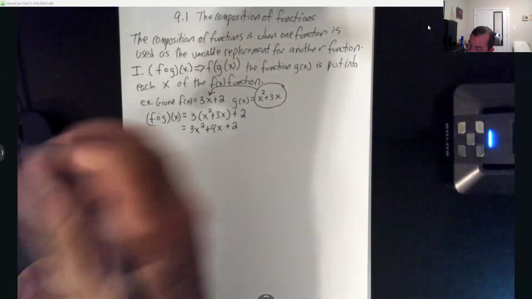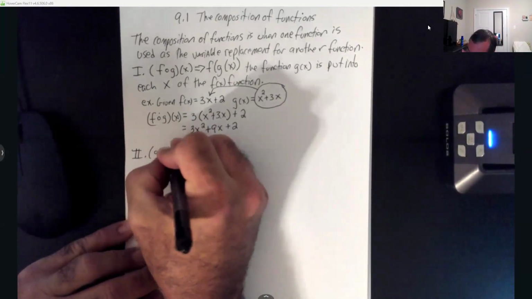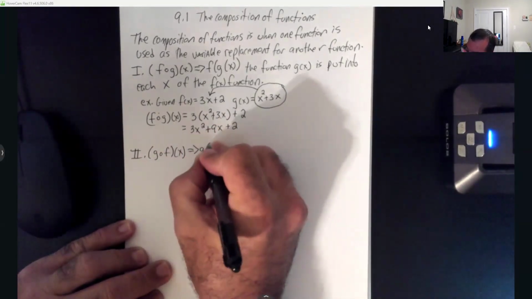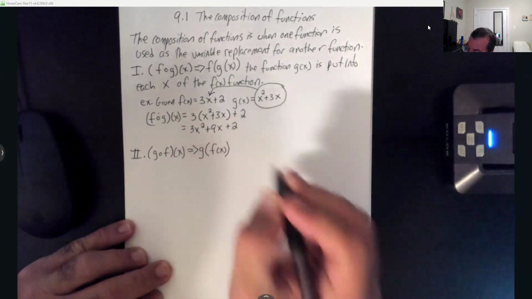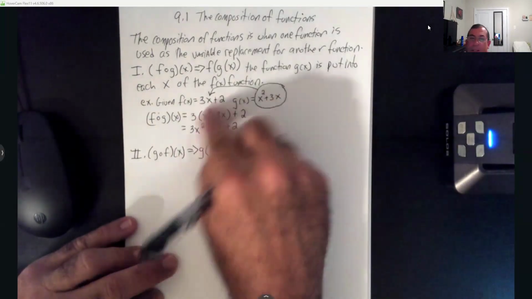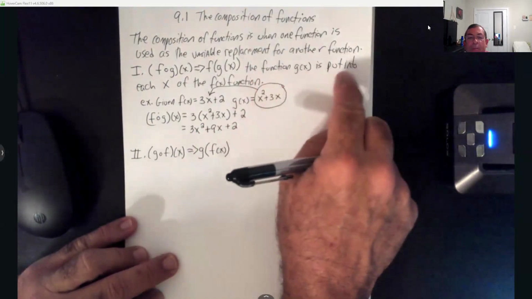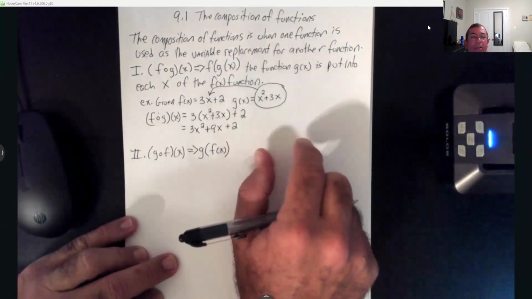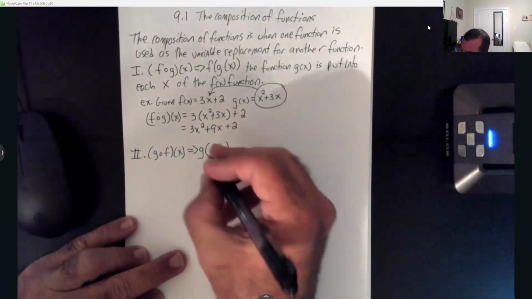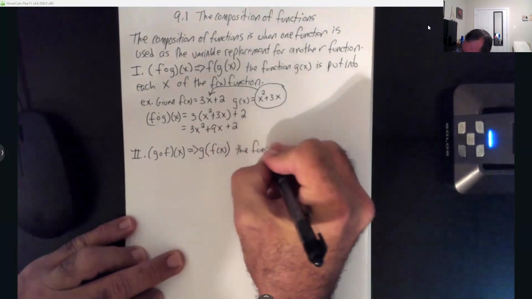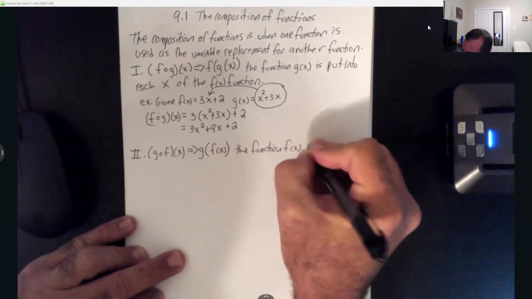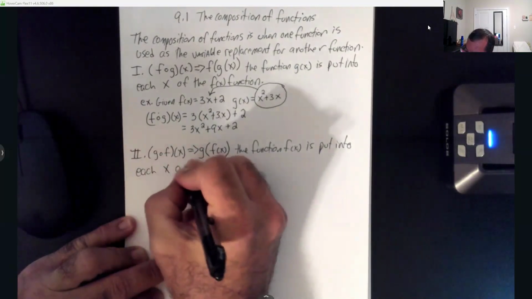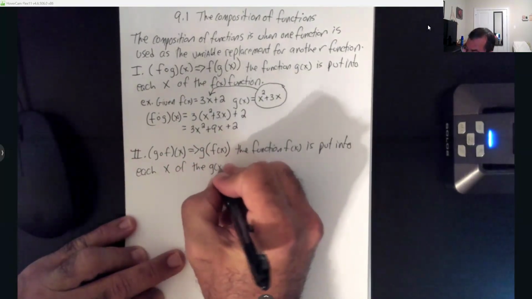So y'all, they go the other way. We got G compose F of X. So this would be like G of F of X. So it's basically, instead of function G of X being put in the X's for the F of X, we're now going to take the F of X and put it into the X's of the G of X. So the function F of X is put into each x of the g of x function.